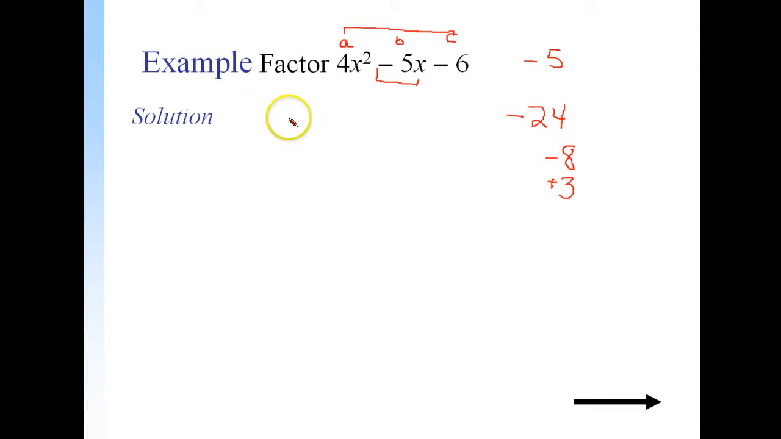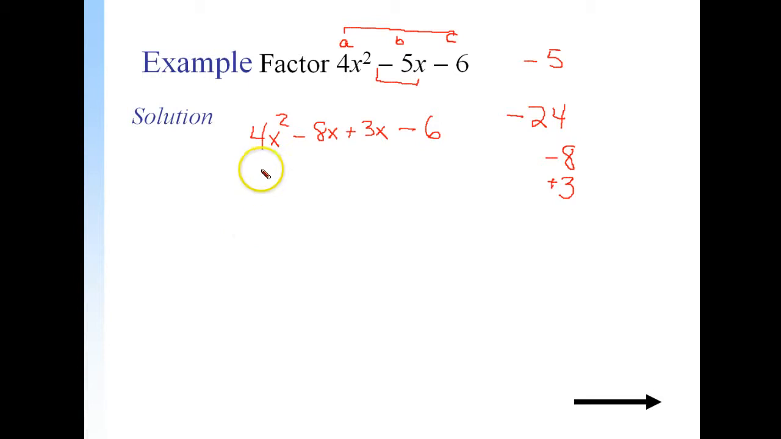Let's see if I get my pen working here. Okay, 4x squared. That doesn't change. I'm now going to write a -8x and a positive 3x, and then I just put my C term, a -6.